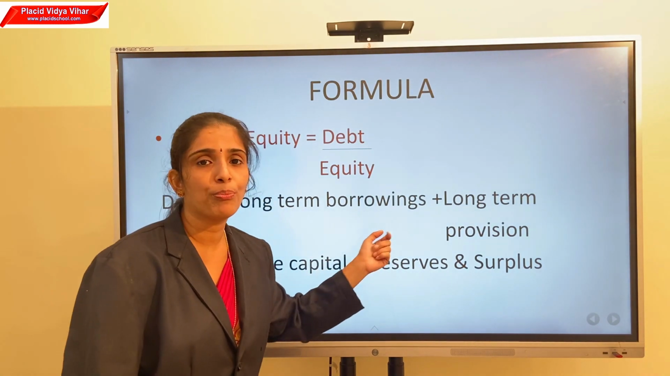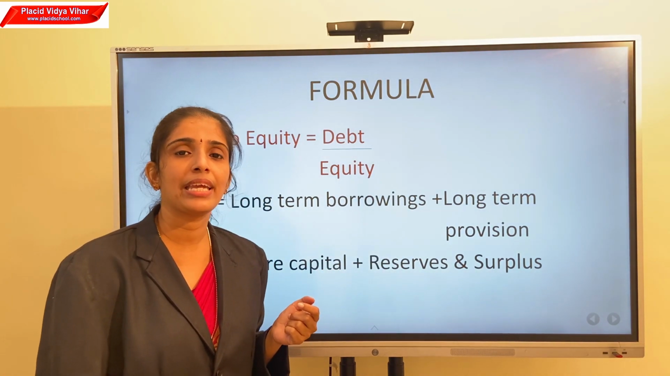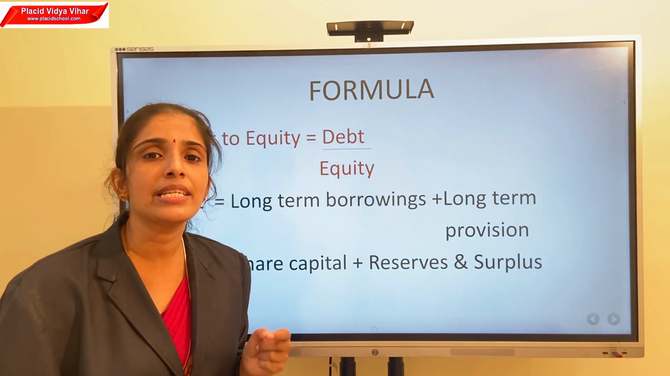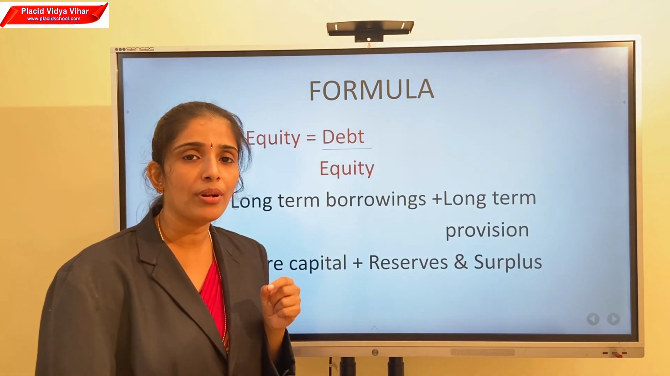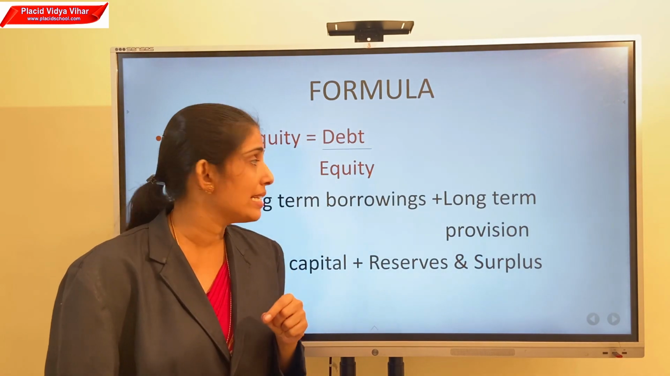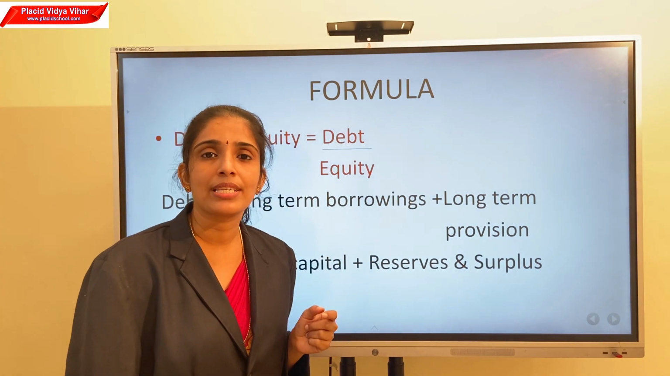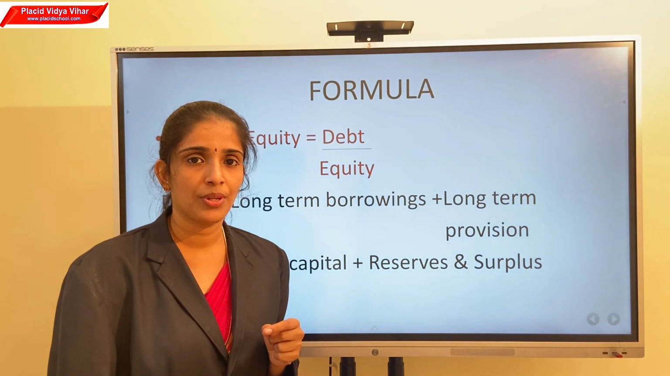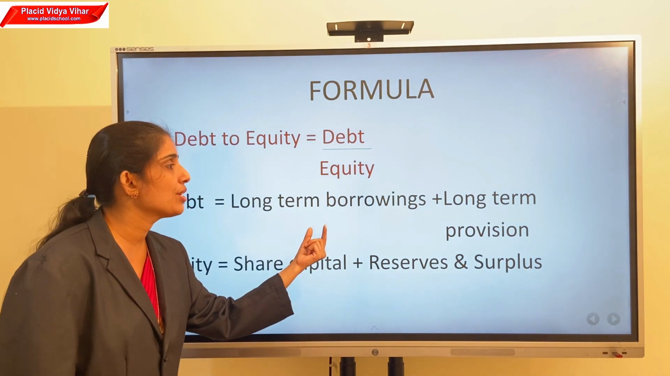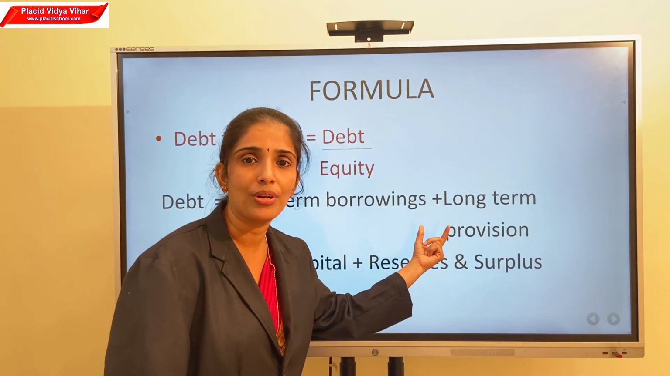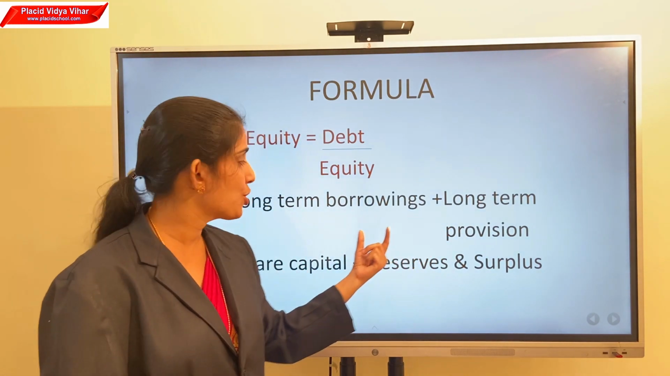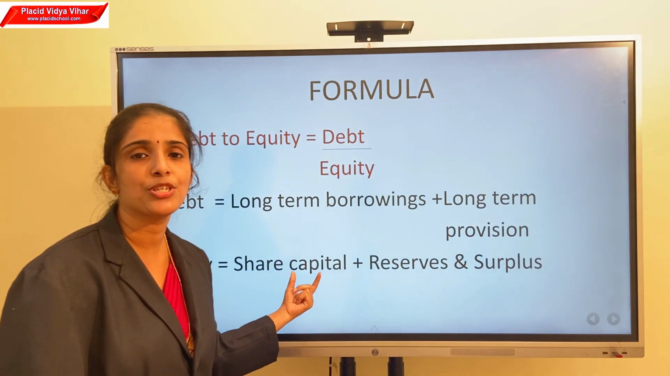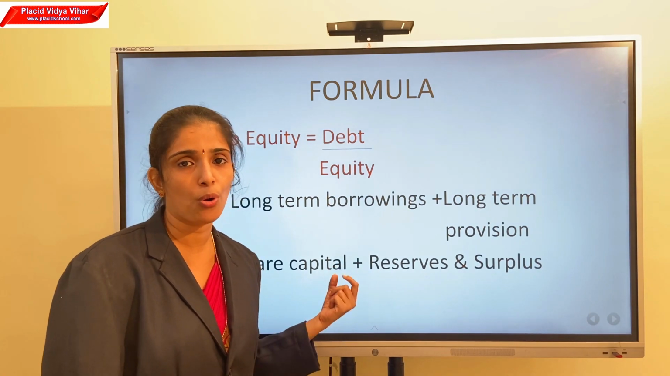Then the long-term provision. We know we create provisions to meet a liability. That means if we create any provision for a long-term liability or long-term purposes, that is the long-term provision. For example, provision for gratuity, leave encashment, etc. So the total of these long-term borrowings and the long-term provisions is called the debt. Then the next one, equity.